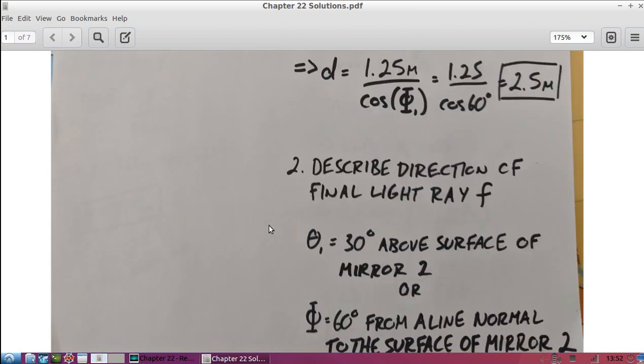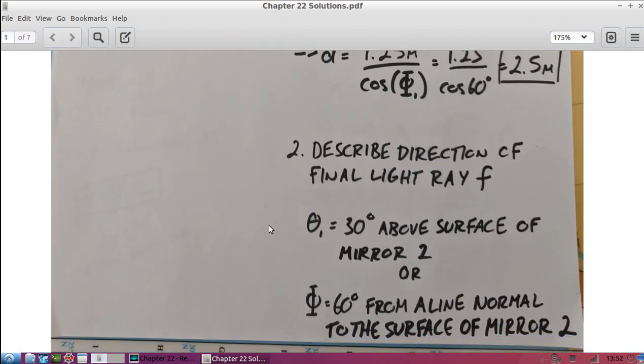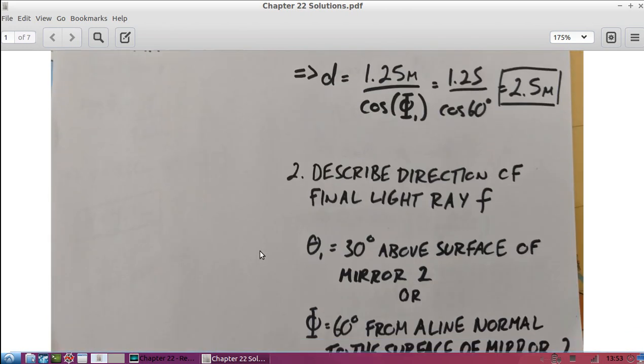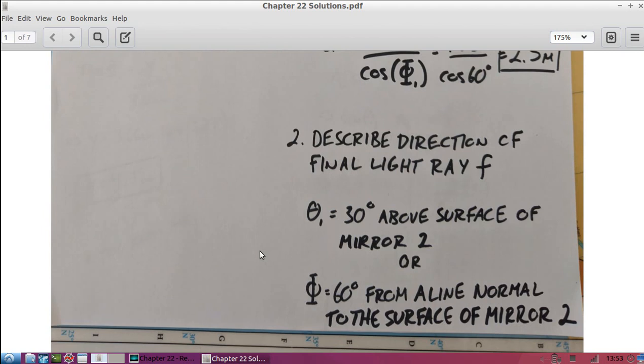So I could say, or 30 degrees above the surface of mirror 2, right? So like this. So theta 1 is 30 degrees from the surface of mirror 2. You could also talk about it in terms of phi 1, right? You could say it's traveling at an angle of 60 degrees from a line perpendicular, or normal, to mirror 2. So there's a couple different ways you can describe the direction.